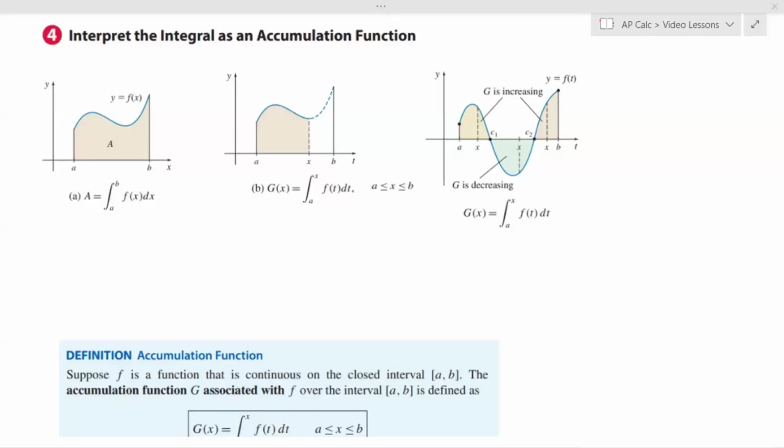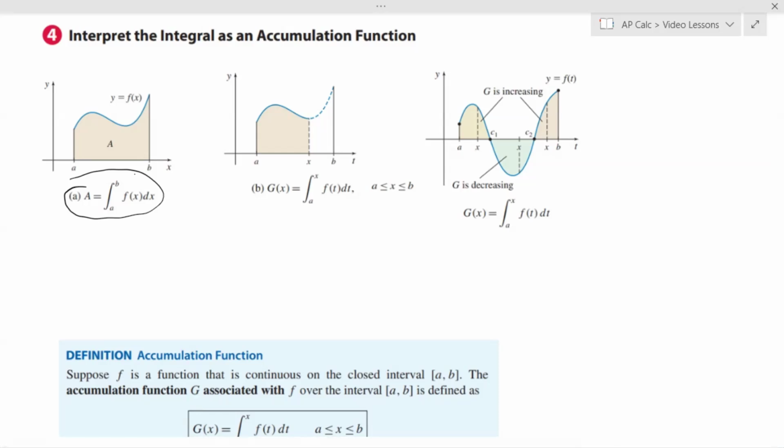All right, everybody, Mr. Antonucci here, and we're at the fourth part for section 3 here, and we're going to talk about interpreting the integral as an accumulation function. So if f is a function that's continuous and non-negative on an interval a to b, then the definite integral exists and is equal to the area under the curve. So right here is what we're talking about. So from a to b.